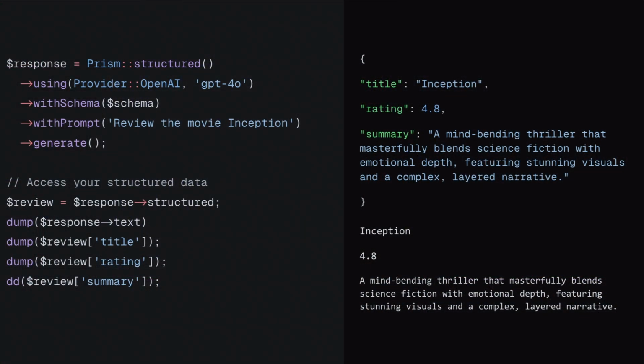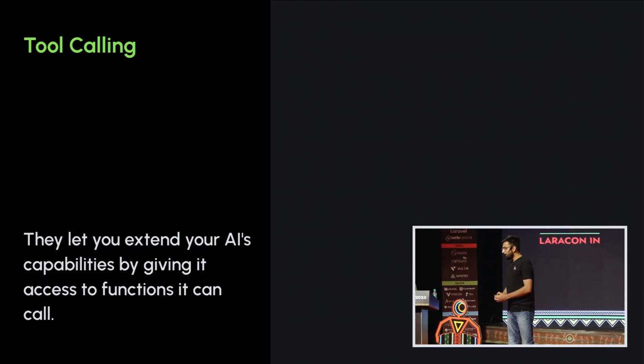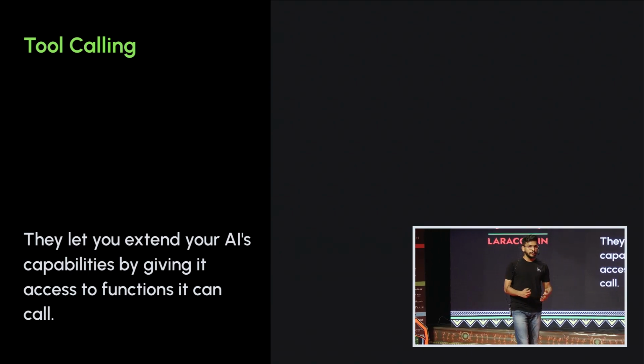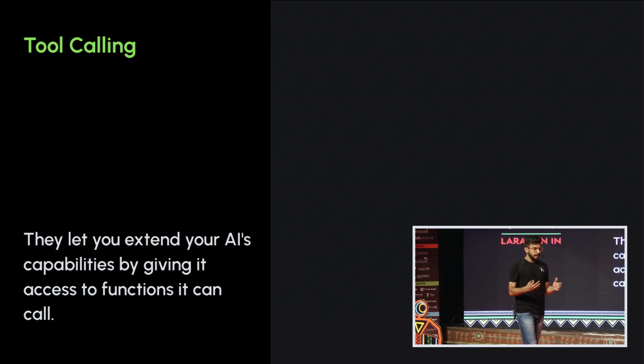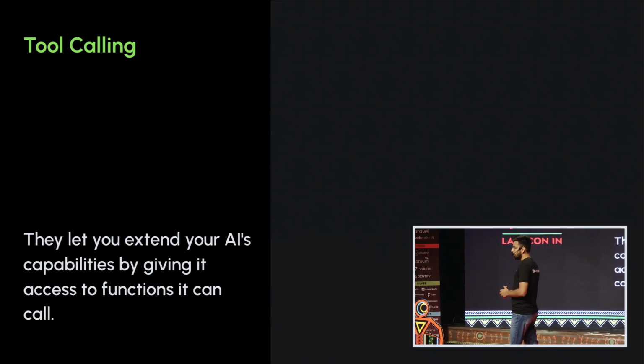In this case, you can also access the individual properties we defined in the schema itself, such as the title, rating, and summary, using very simple array syntax. Now let's look at the next topic, which is tool calling. Tool calling is a very powerful way to extend AI functionality. Using tool calling, you can give your AI many superpowers. Let's see how exactly tool calling works.